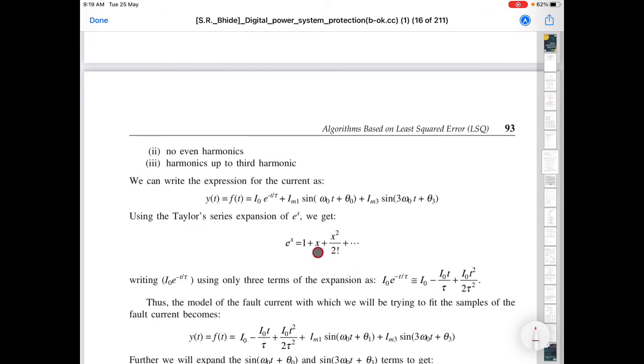Next term, what is x here? X is minus t by tau. And of course, I naught is a constant multiplied with all the terms. I naught is a constant or a multiplier. You can call it a gain.